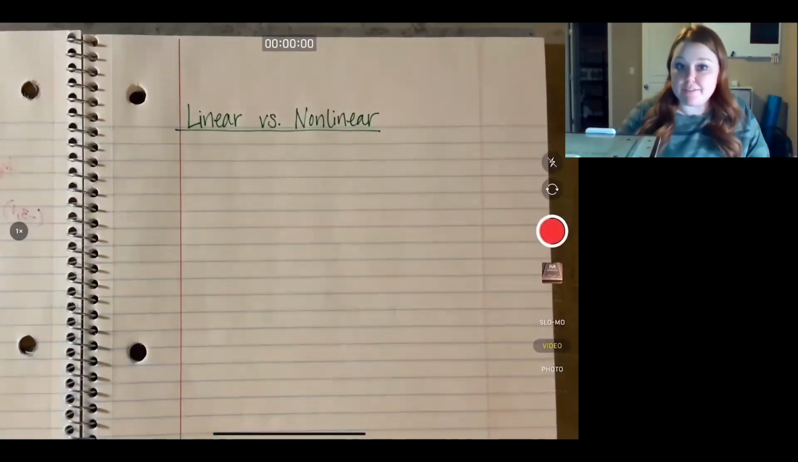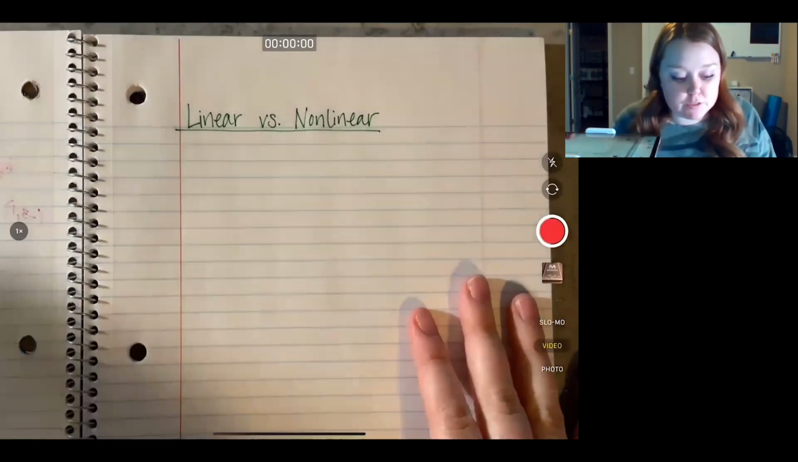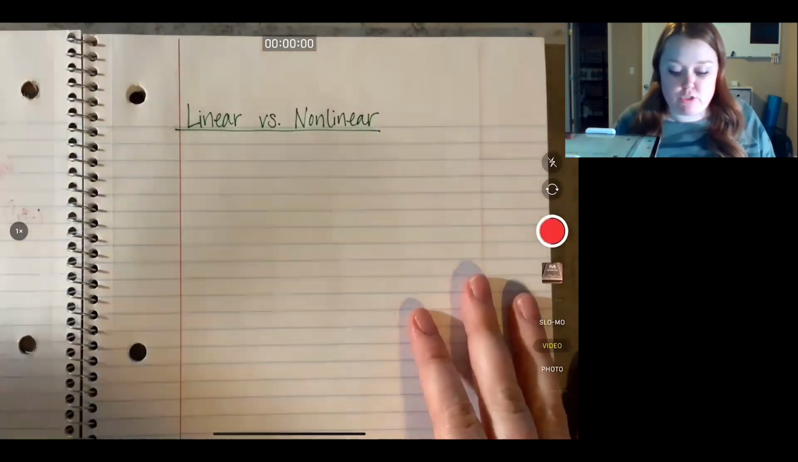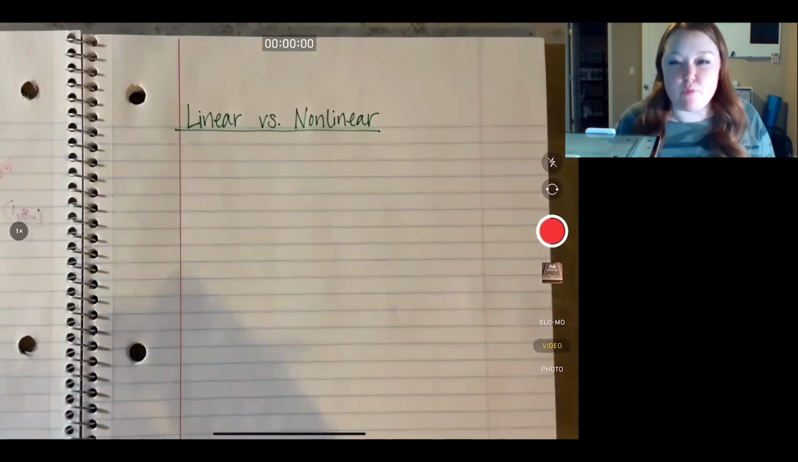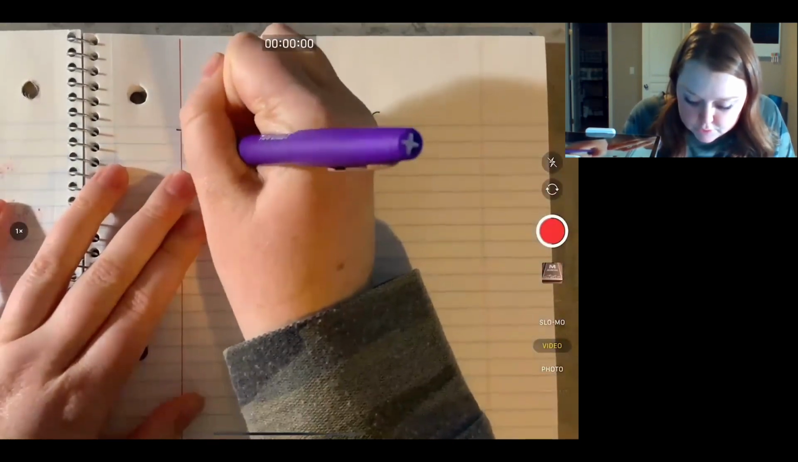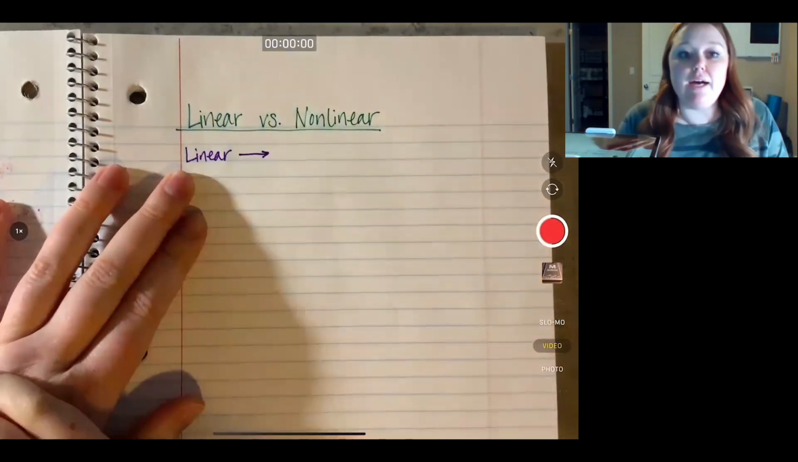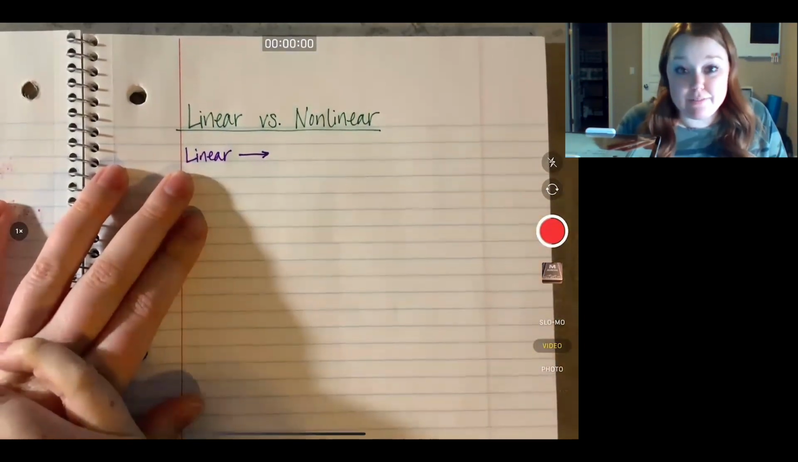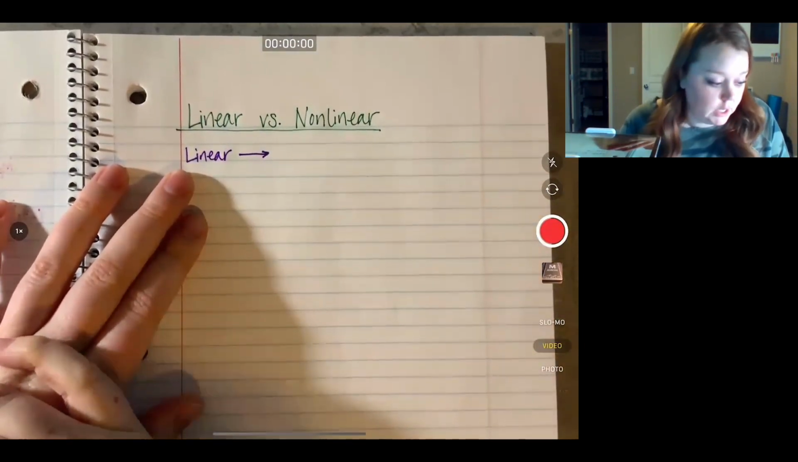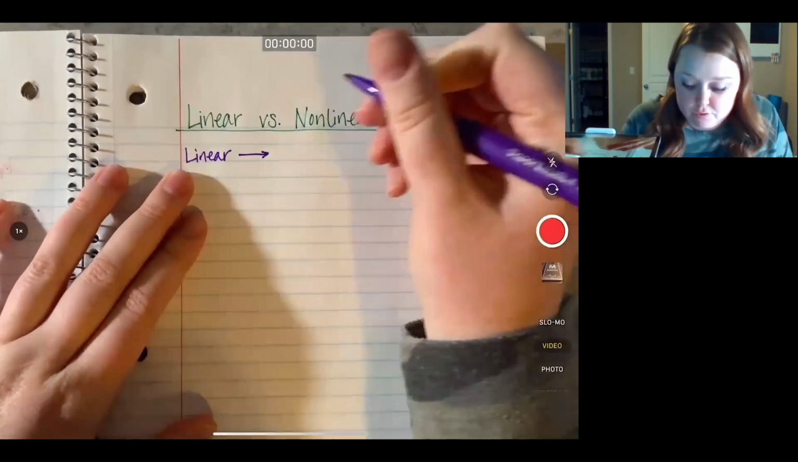Welcome to your next lesson, which is linear versus nonlinear. Okay, so the first little piece of notes that I want you to write in, and it'll make more sense as we go, I pinky swear, is let's just first talk about what linear means. In order for something to be linear, it has to have a constant rate of change.